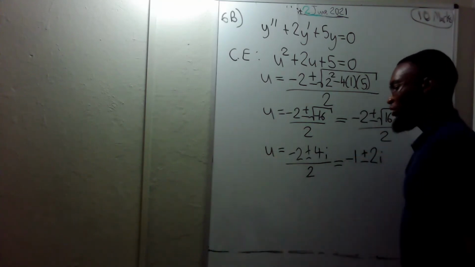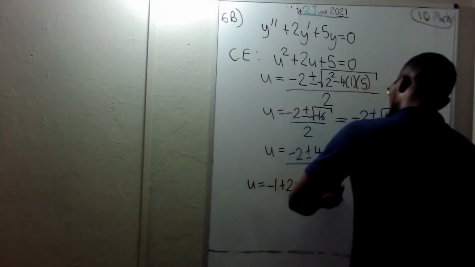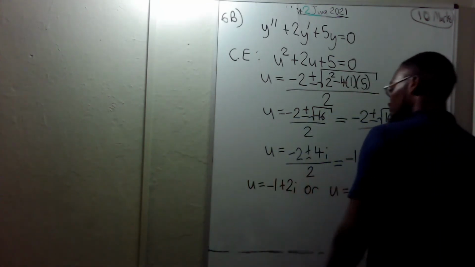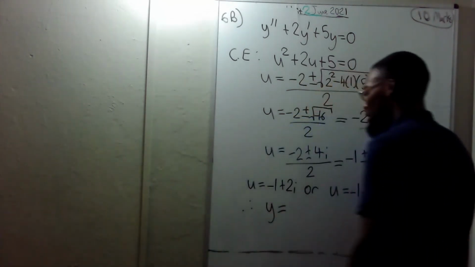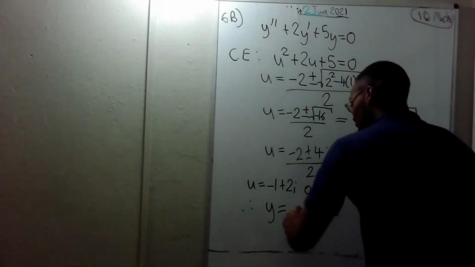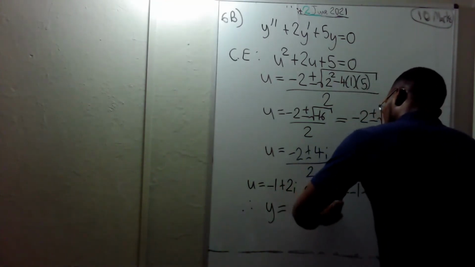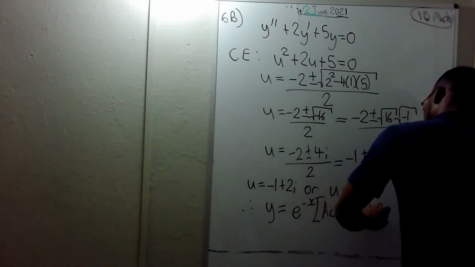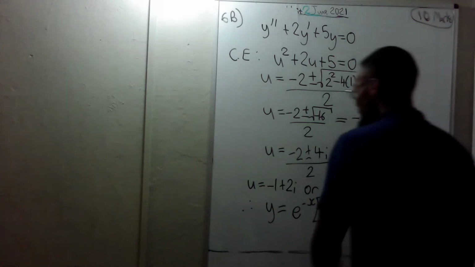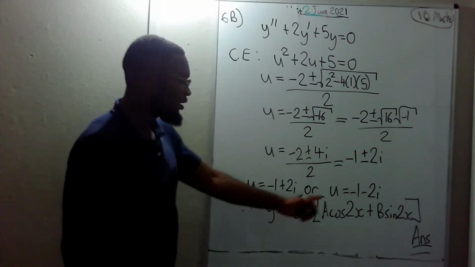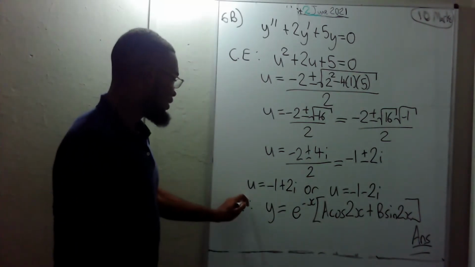So since that is the solution for u, we end up getting u equal to minus 1 plus 2i, or u equal to minus 1 minus 2i. So therefore, the general solution is y equals, anytime it is in this form, e to the minus x in brackets a cos 2x plus b sine 2x. That's your general solution. And why it is like this is because the roots are complex. Whenever the roots are complex, this is the form it will take. So this is the general solution.